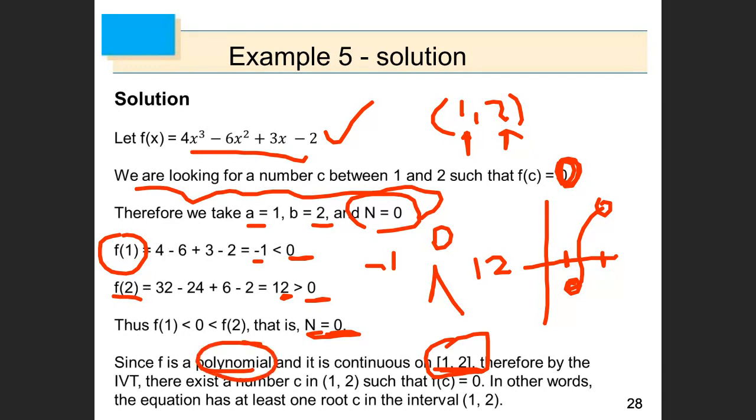Be careful if the function changes. Don't just come and give me, oh, it's a polynomial, it's continuous. No. You need to find the domain. You need to see that the closed interval is part of that domain. Because it's a polynomial, we know polynomials are continuous on the set of real numbers, so automatically the interval [1, 2] is part of the real numbers. Therefore, by the intermediate value theorem, there exists a number c in the open interval.